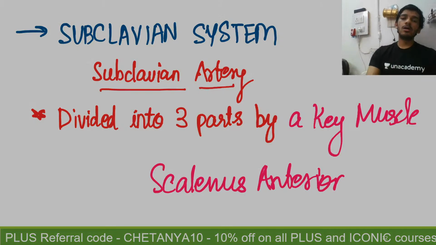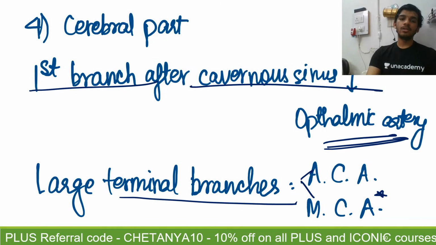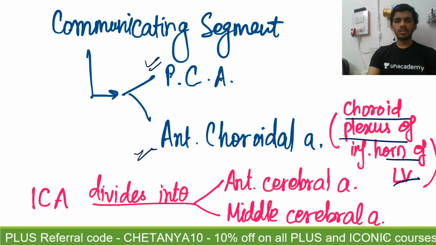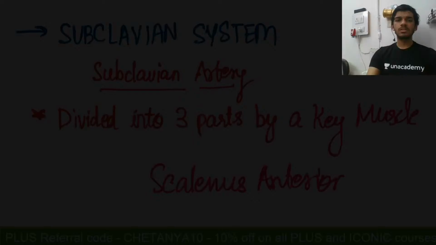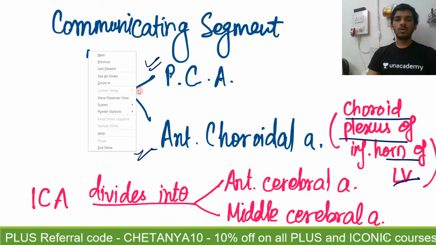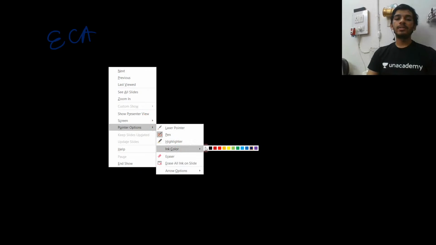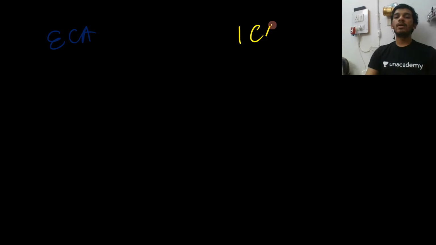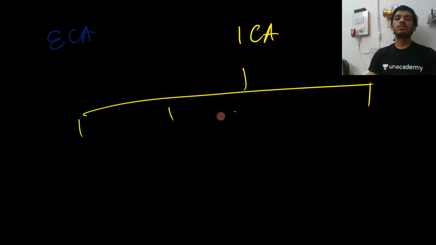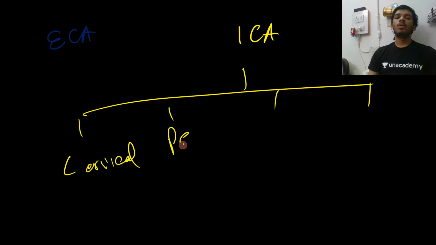Now, before I move to the subclavian system, let's do a quick thing where we revise the stuff that we have done. So, okay, I've already revised with you the external carotid artery system. Now, if I were to revise the internal carotid artery system, what are the main learning points that you need to remember? Internal carotid artery, first you need to remember that there are the cervical part, the petrous part, then you will have the cavernous part, and then you will have the cerebral part.